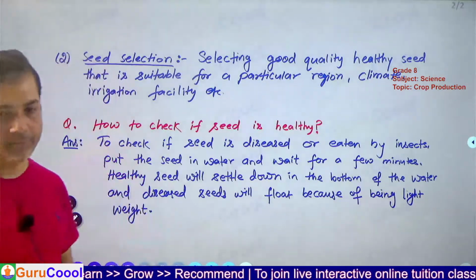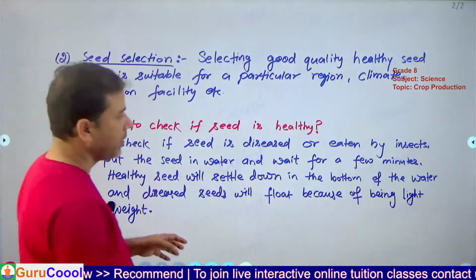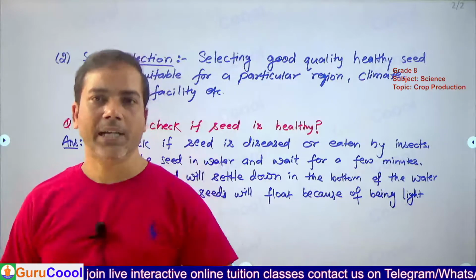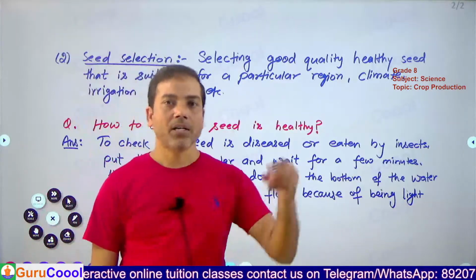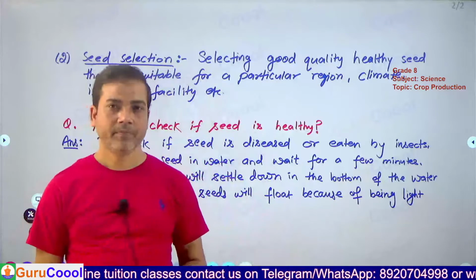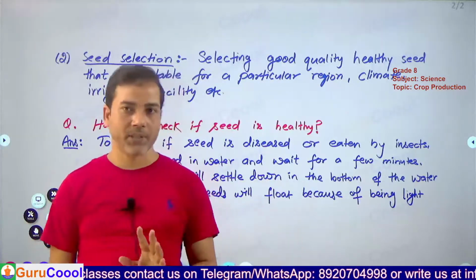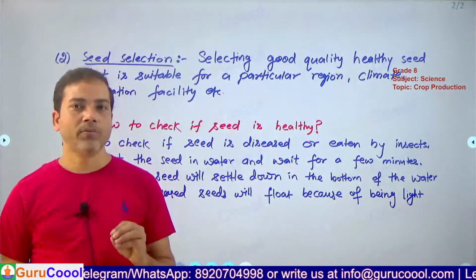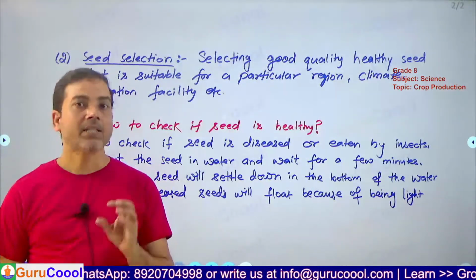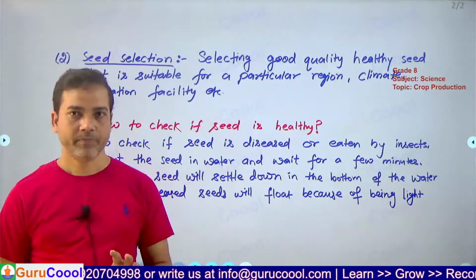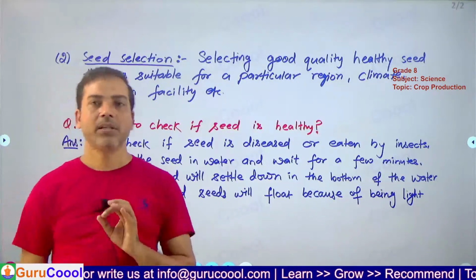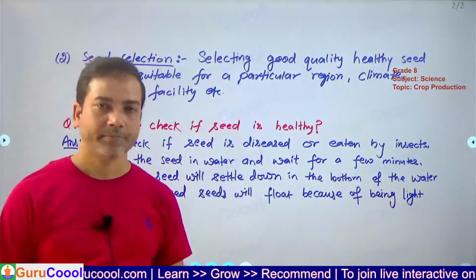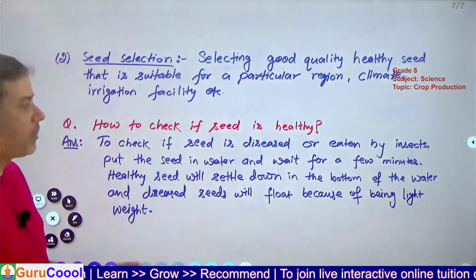Yes, sir. Sir, but see, this method is not 100% efficient. In this method also, you may get some seeds which are settled but still not healthy. By this method, you will be able to remove mostly diseased seeds, but not all. Most of the diseased seeds can be removed, but not all by this method. Got it? Yes, sir. This is not 100% efficient.